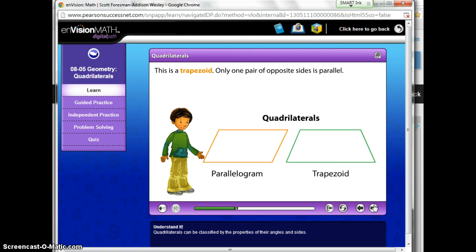The green shape is called a trapezoid. And there are only one set of parallel lines. These 2 would go on forever without touching. But these 2 would not. They would eventually cross. That's why we call it a trapezoid.